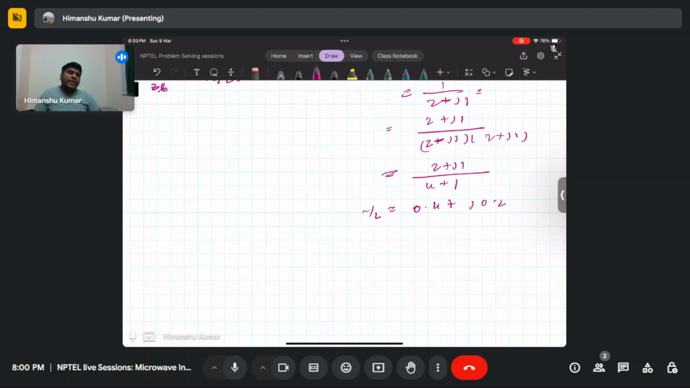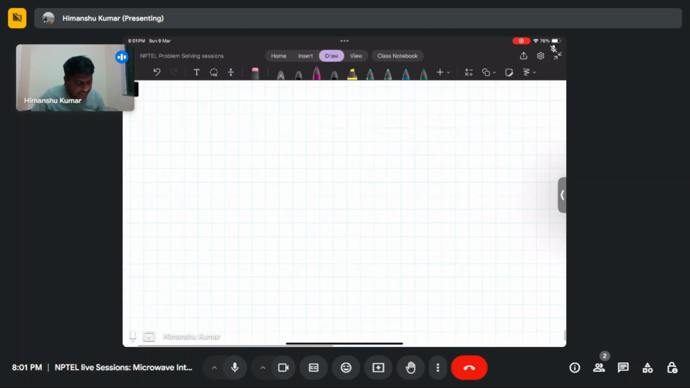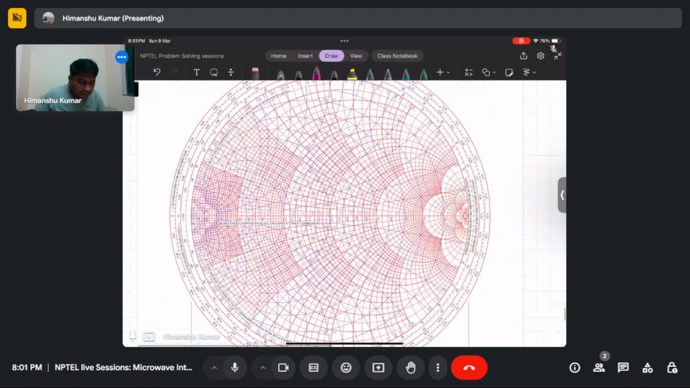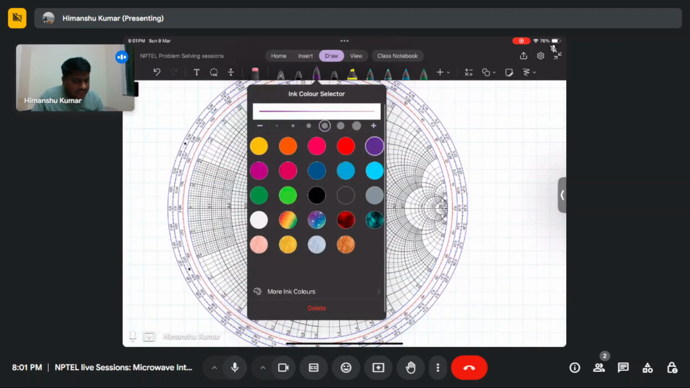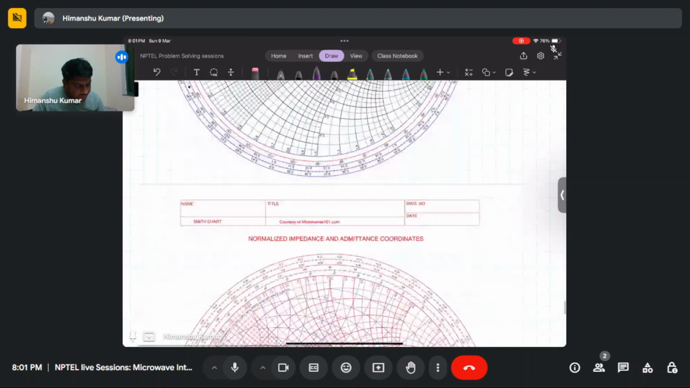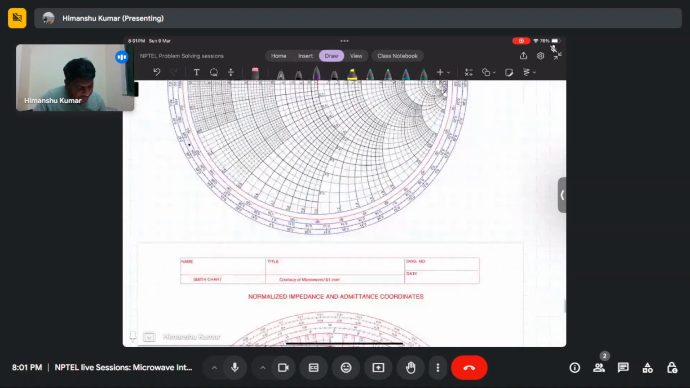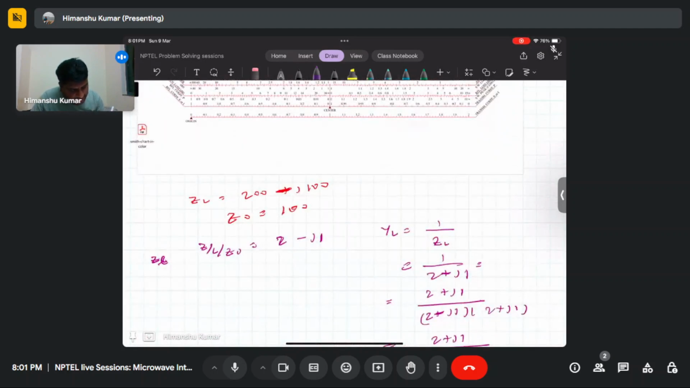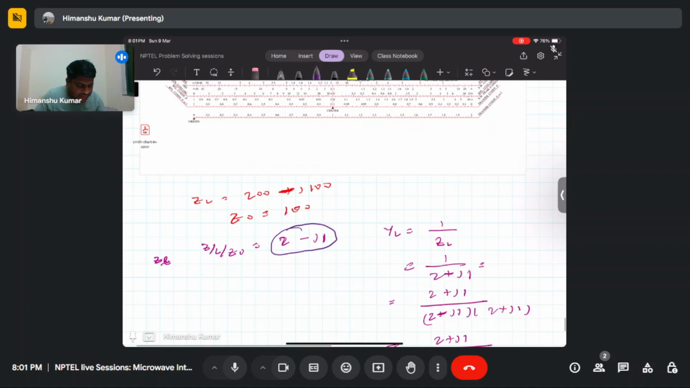Now let's see how we can find the matching network with the Smith chart. We can see on the Smith chart, so this is the Smith chart. If you want to locate this point, where will you locate it? If we are using zL, this is 2 minus j times 1.